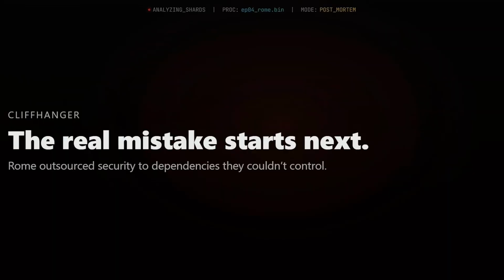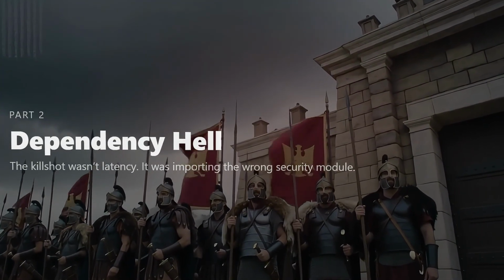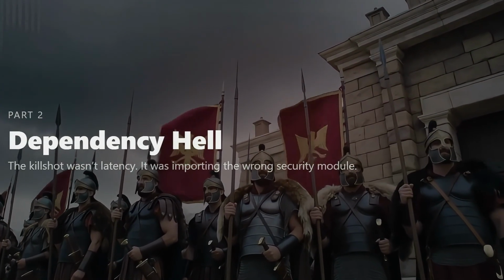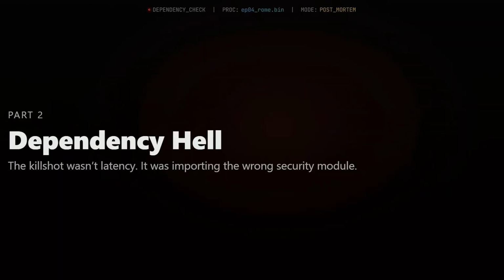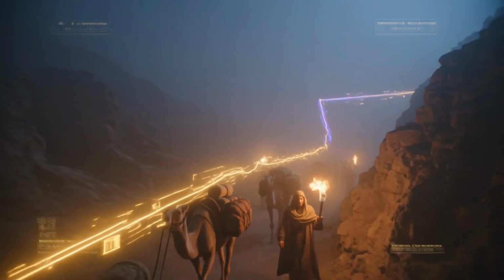These warriors weren't loyal to Rome. They were loyal to whoever paid them. When Rome couldn't pay, these libraries didn't just uninstall, they performed privilege escalation. Rome wasn't attacked by an outsider, it was overthrown by its own dependencies. Lesson: read the source code, understand the incentive, or don't import.